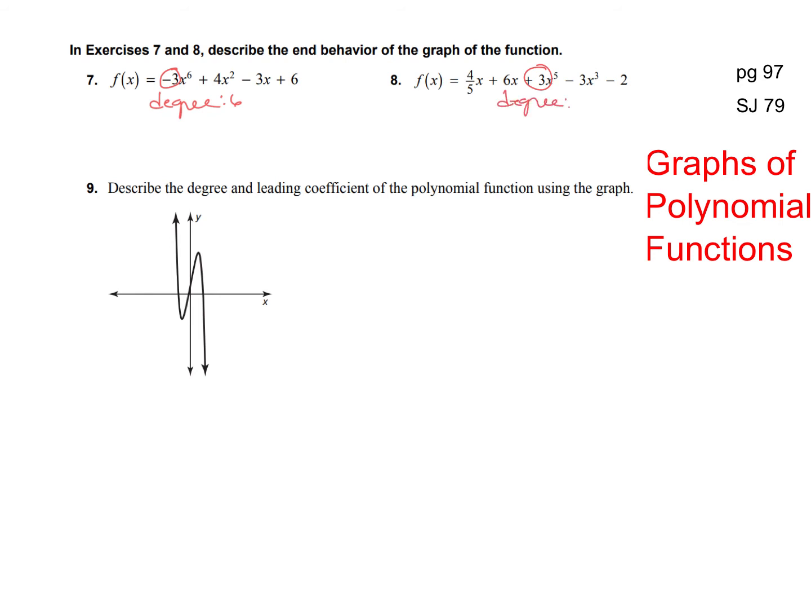Since the degree is even, the ends are going to point in the same direction. I'm going to make a couple of notes down here. When the degree is even, then the ends are going to point in the same direction.